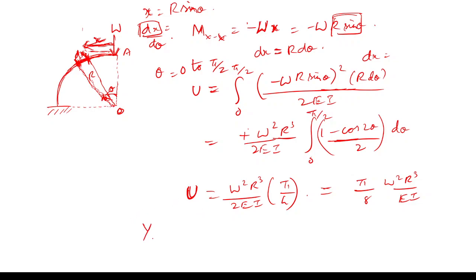Okay. So when I want to calculate the deflection at point A, then I have to partially differentiate with respect to W. So it will be pi by 4 W R cube divided by EI. Okay? Understood now? Yes, sir.